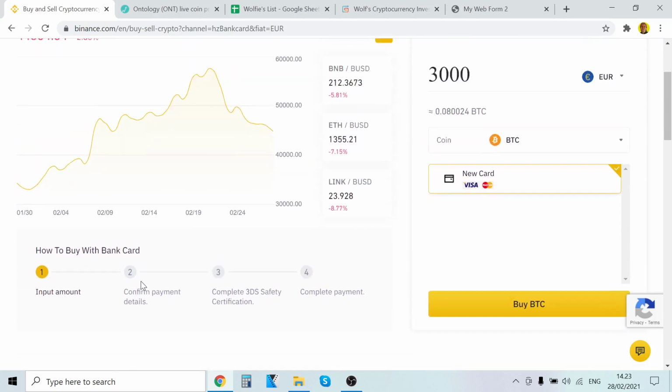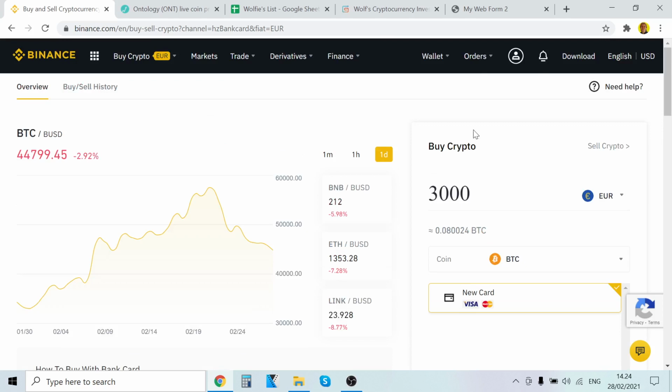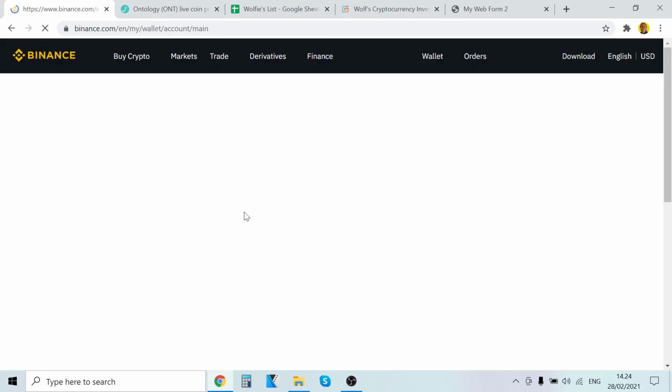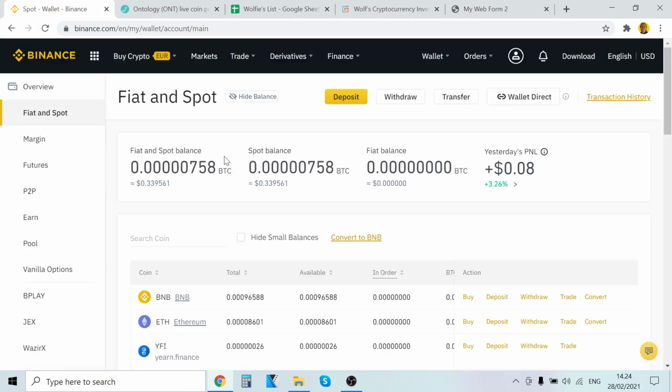Okay, then you have confirm payment details. When you click Buy BTC, you will be taken to the confirmation page, which is a 2-step process. Confirm payment details and complete safety certification. After that, the payment is complete. It takes like a minute to do this. And after that, when you go to your wallet, the Bitcoin you just purchased with your credit card will show up right here in your Binance digital wallet. So the Bitcoin you just bought will show up right here.